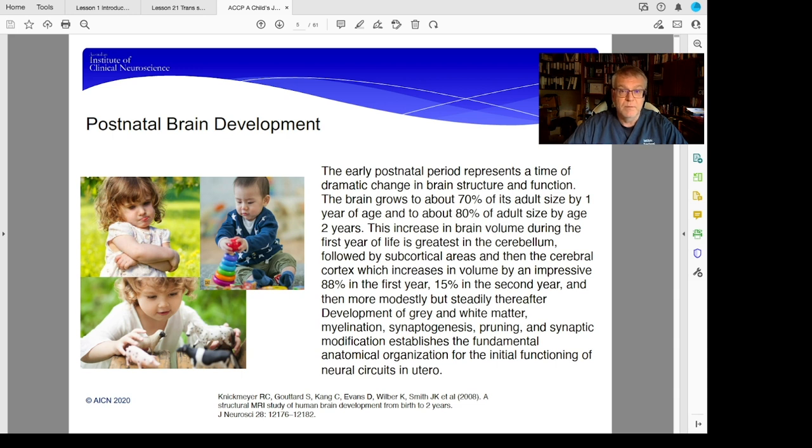We get development of gray matter, which are the cellular components of the brain, and we get development of white matter, which are the axonal transmission wires or transmission segments of the brain. And we have myelination, synaptogenesis, pruning, and synaptic modification, which are starting to establish the fundamental anatomical organization in those initial functioning circuits in the brain that were started in utero.